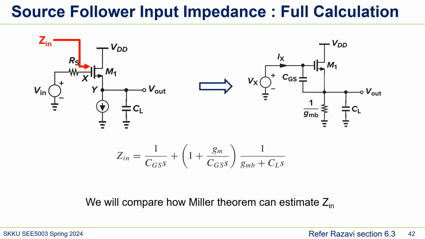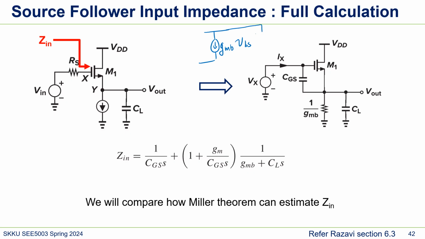Next, let's calculate the source follower input impedance. We'll just look at this node. Because RS, we can just add RS. So here, what we can do is we can change it to a small signal model. You see that the 1 over GMB is here. That's because in small signal model, GMB is actually GMB VBS, right? And VB is 0.